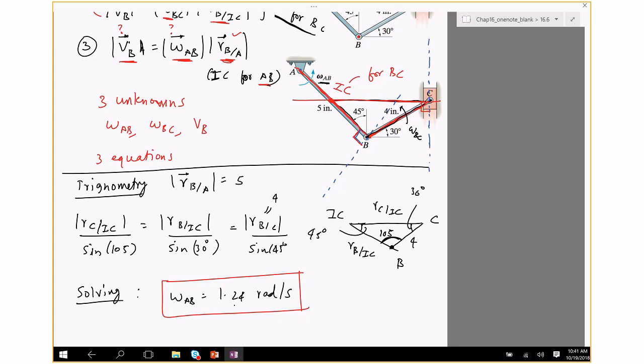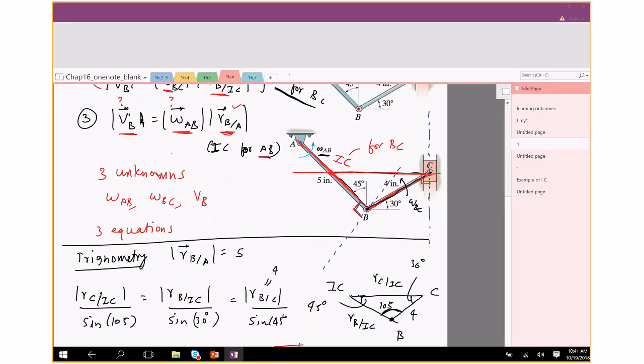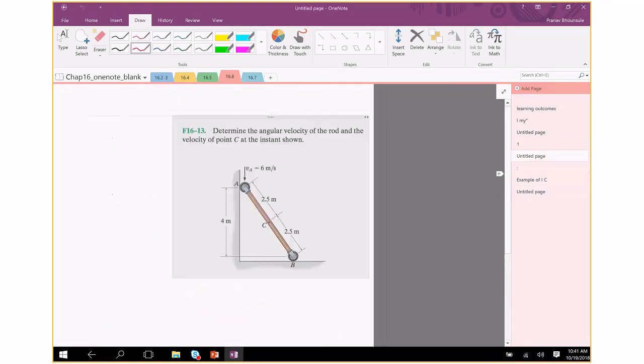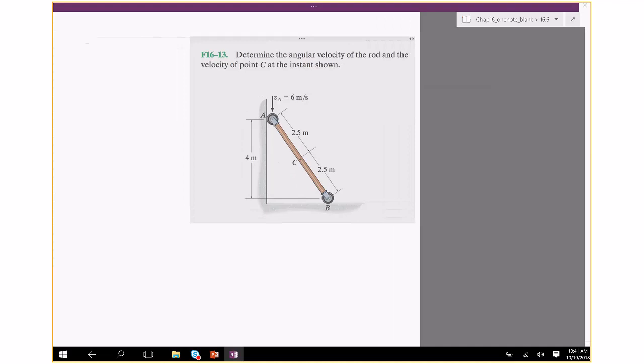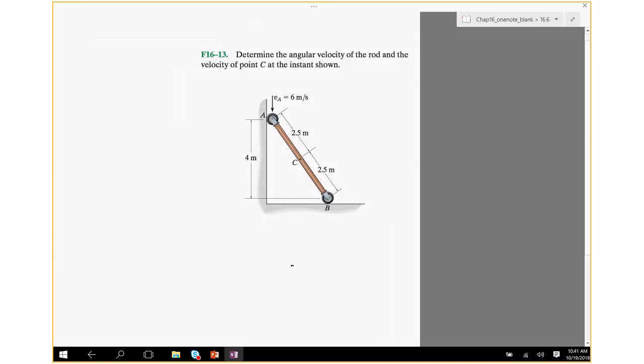Okay, any questions? Okay, so here is a question for you. Let's do this together slowly. As I said, I did this problem last class. Remember? We try to do the same problem using IC. I'll do some things, and I want you to finish the problem off. So let's first read the question: to determine the angular velocity of the rod and the velocity of point C at the instant shown.